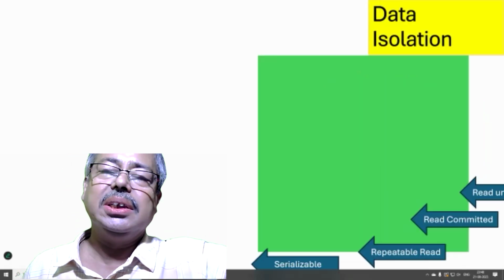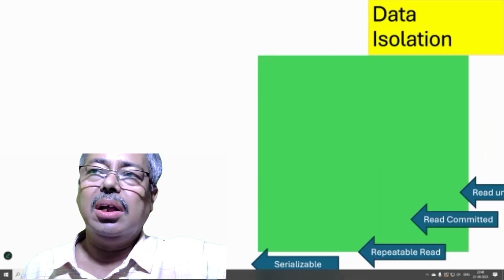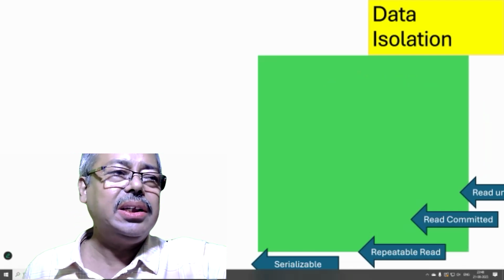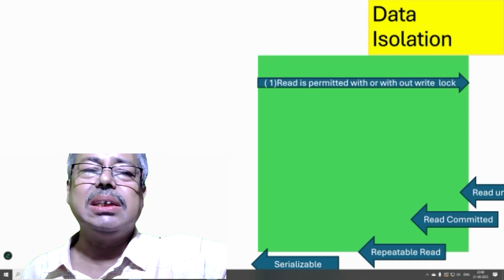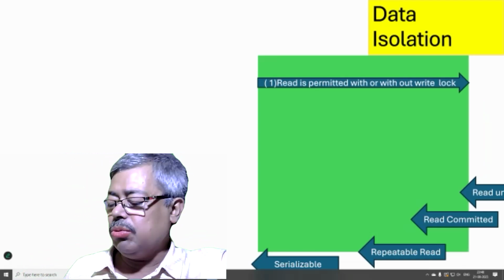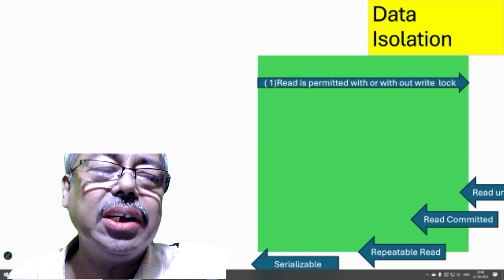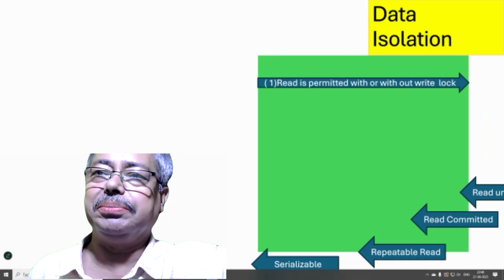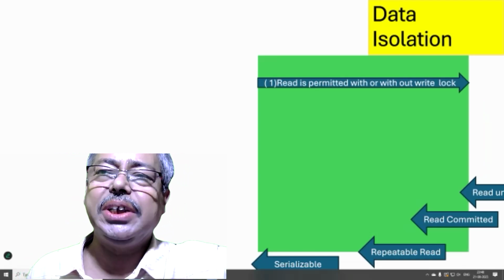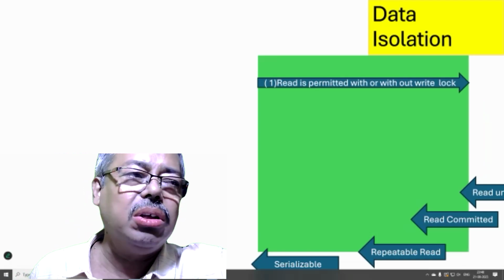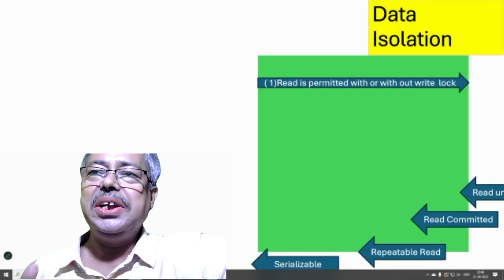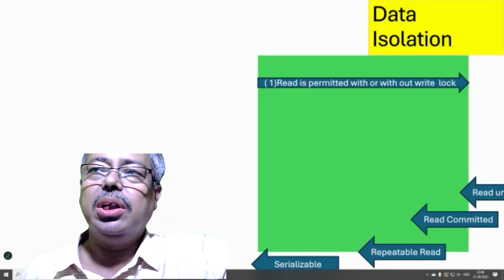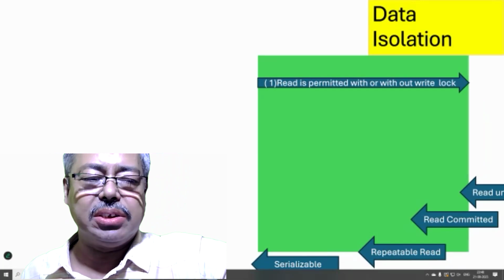Another item is data isolation. Isolation represents a separation, but separation of what? Why is it required in a relational database management system? If read is permitted without the write lock, it is the first isolation problem.